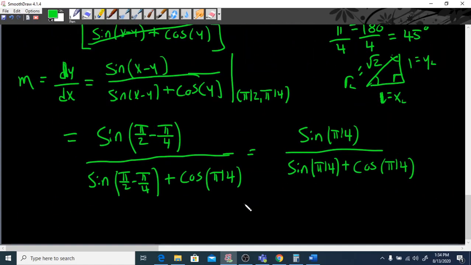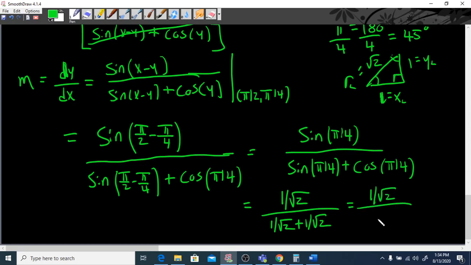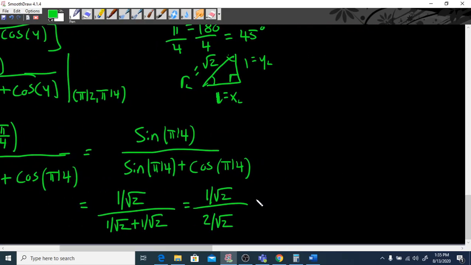So what we wind up with is 1 over square root of 2 over 1 over square root of 2 plus 1 over square root of 2. Look at that. Which winds up being 1 over square root of 2 over, and then 1 plus 1 is 2, right? 2 over square root of 2. And can we simplify further? Of course we can. 2 over square root of 2 is literally just the square root of 2.